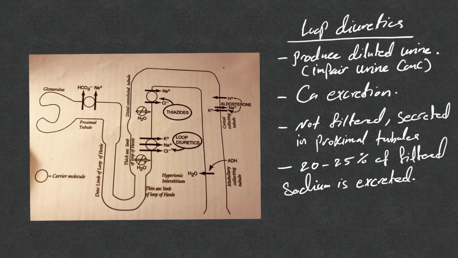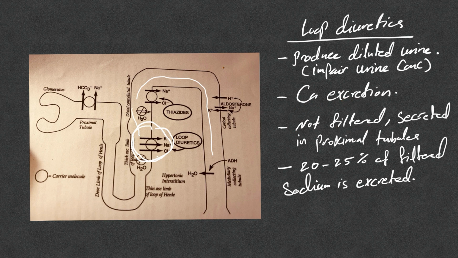Again, we said loop diuretics work right here at this pump, blocking the sodium potassium 2-chloride pump, allowing sodium to be excreted. And remember that loop diuretics produce mainly a diluted urine; they impair urine concentration. They also lead to calcium excretion. Remember, they can be used in the treatment of hypercalcemia.